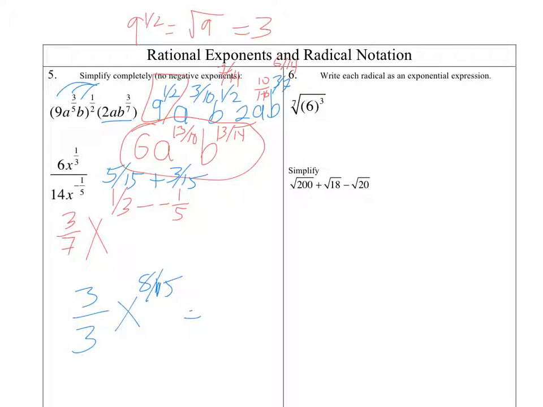You could also have written this as 3x to the 8 over 15 over 7.